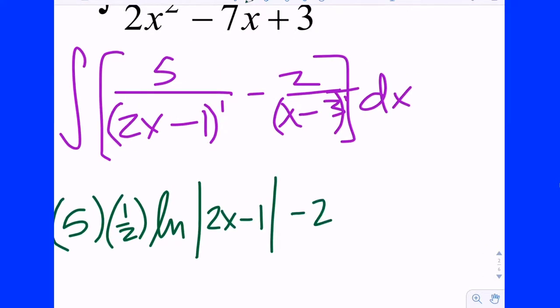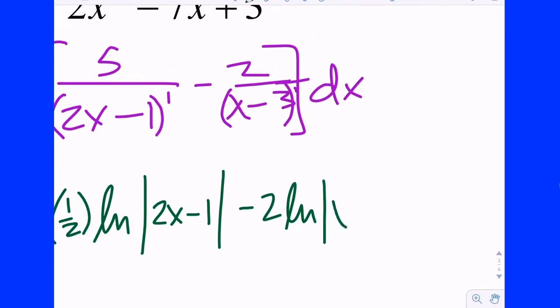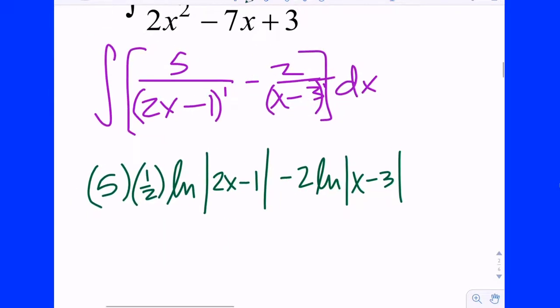Minus 2 in the next term goes along for the ride. What's the derivative of x minus 3? 1, so we have a correction of 1/1, or nothing. And it's the natural log of what, Nick? The absolute value of x minus 3. And we're done, right? Plus c, good.